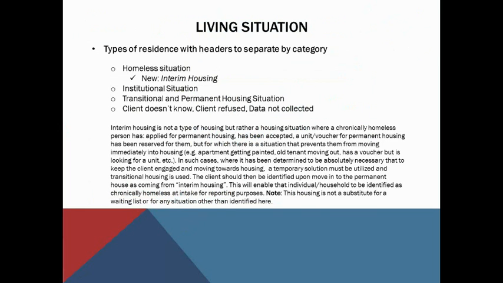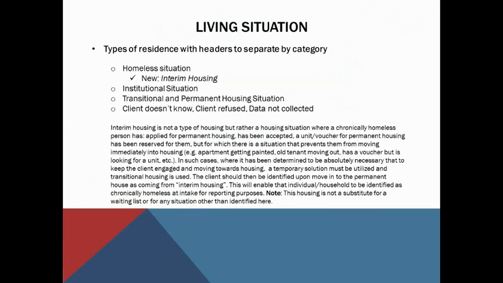The biggest change you will see in this year's data standards is the living situation. This is in reference to your client's residence prior to project entry. The types of residences have now been provided with a header to separate them by category. The first category you will see is a homeless situation, which now includes interim housing. Next, you will see types of an institutional situation, followed by types of a transitional or permanent housing situation, and then you will have the option of client does not know, client refused, and data not collected.